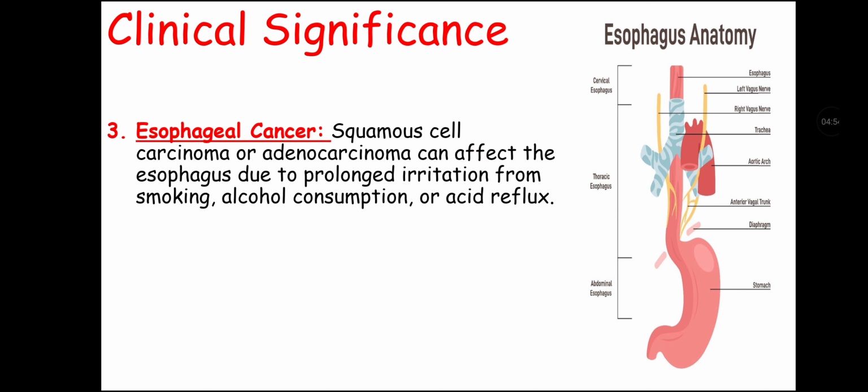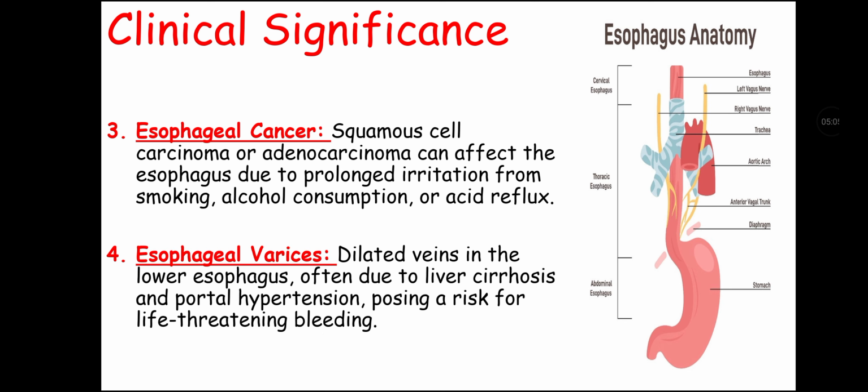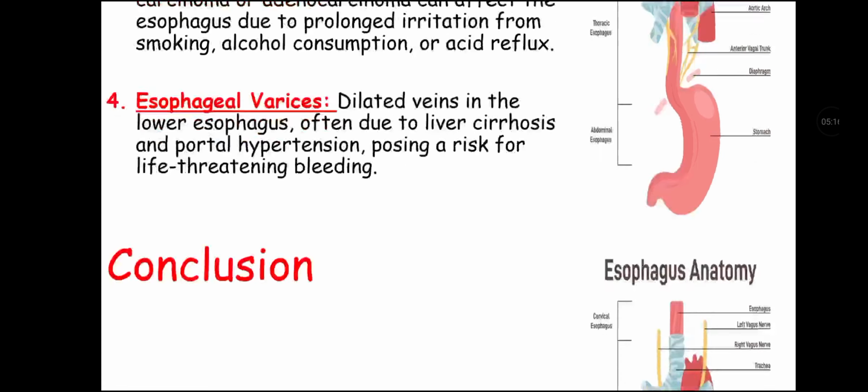Further talking about clinical significance, there may be esophageal cancer, that is squamous cell carcinoma or adenocarcinoma, that can affect the esophagus due to prolonged irritation from smoking, alcohol consumption, or acid reflux. And there are esophageal varices, that is dilated veins in the lower esophagus, often due to liver cirrhosis and portal hypertension, posing a risk for life-threatening bleeding.